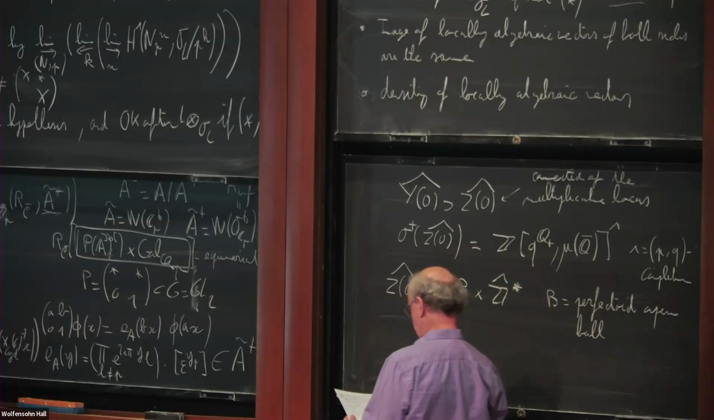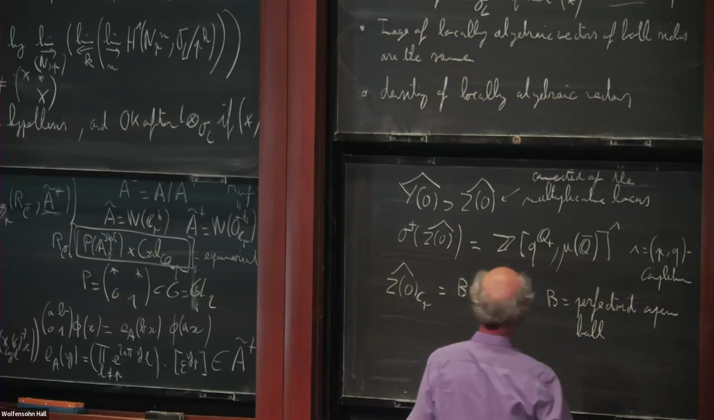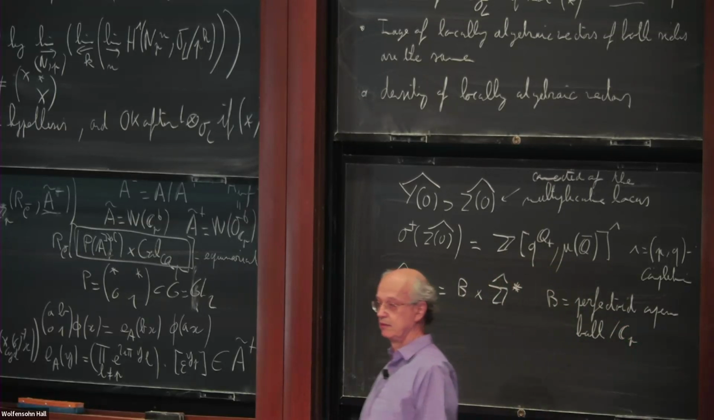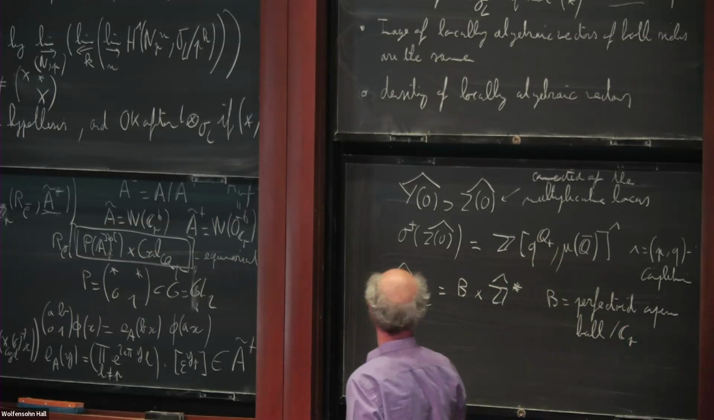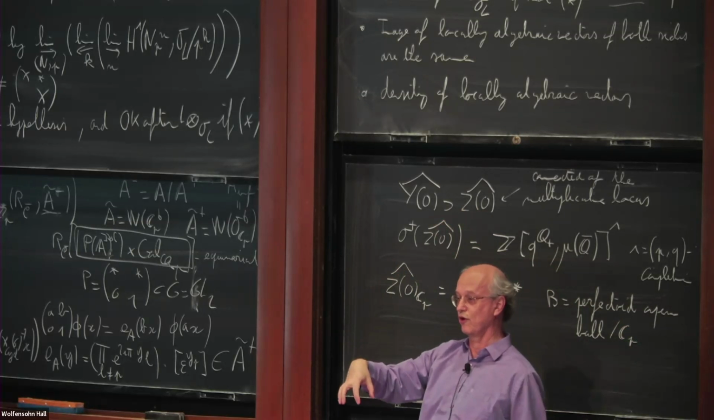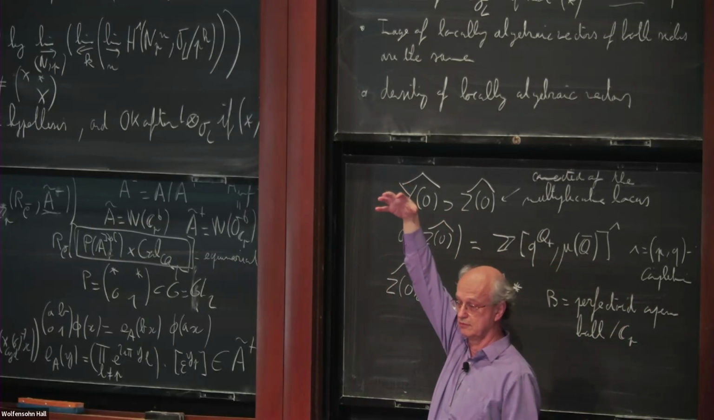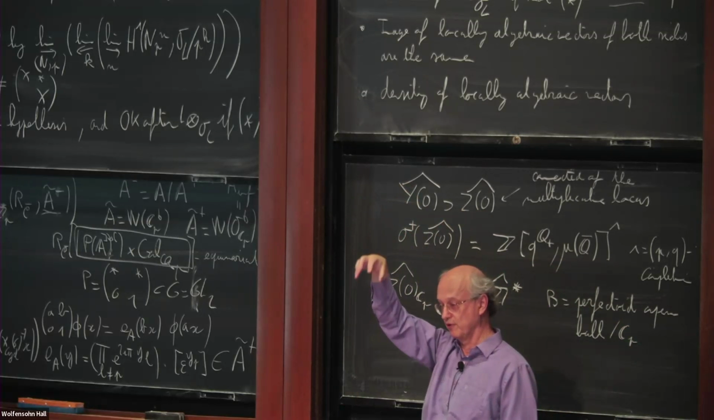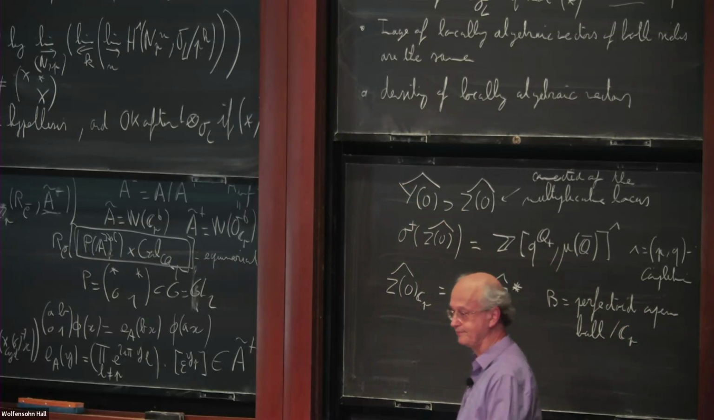So I'm going to lie over CP. What? It looks like you're working over... So Z naught, you take your cusp, you fix a cusp, and you take the multiplicative neighborhood of that cusp.